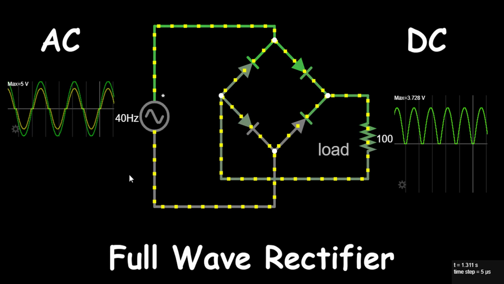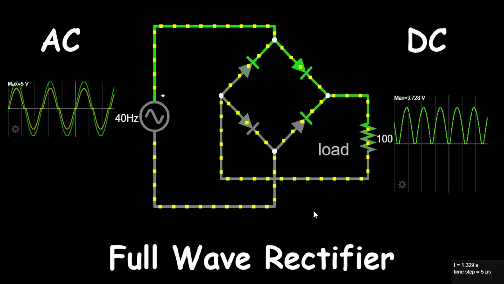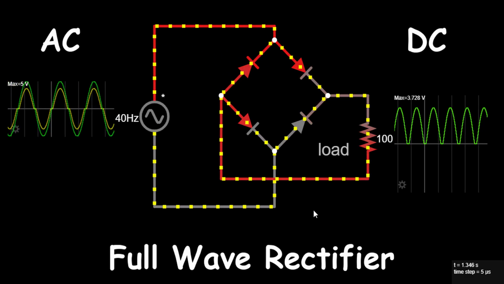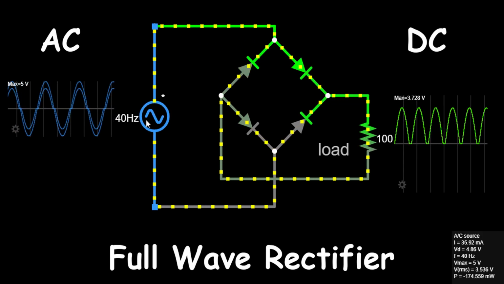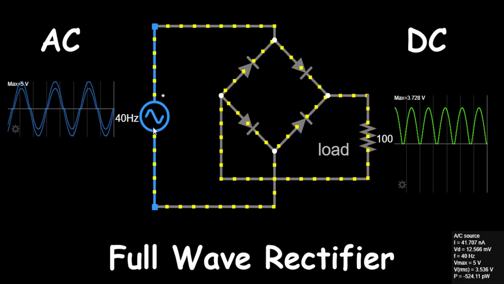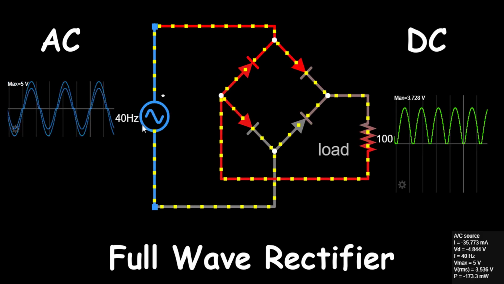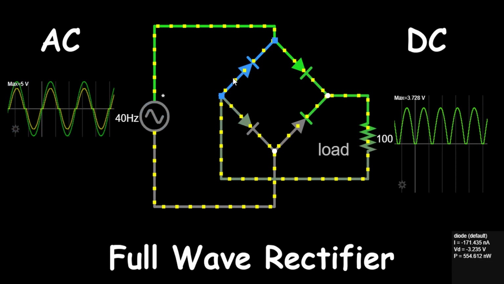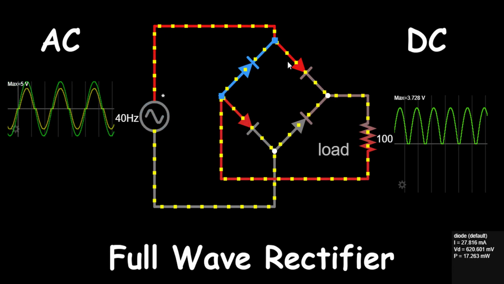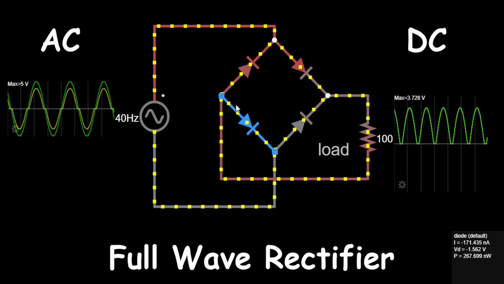Components of a full wave rectifier. A full wave rectifier uses several key components to achieve this conversion. Let's go over them. AC source. This is where our alternating current originates. In this example, we have an AC source with a frequency of 40 Hz and a maximum voltage of 5 volts. Diodes. Diodes are semiconductor devices that allow current to flow in only one direction.